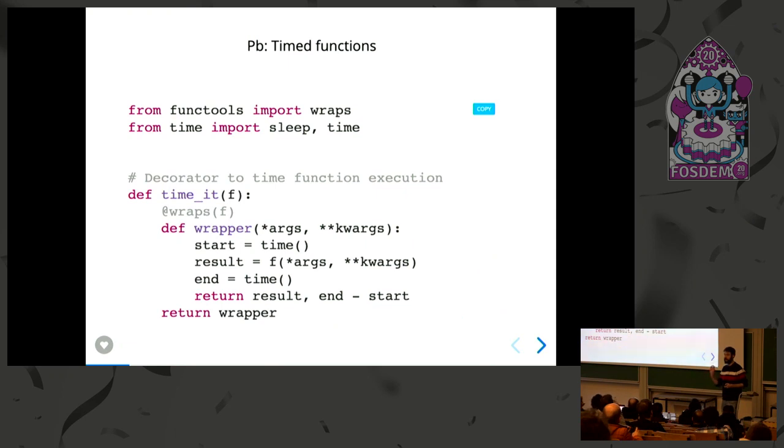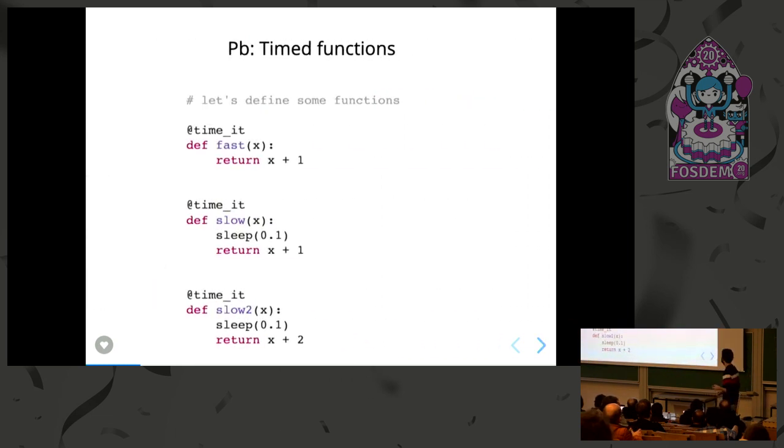So let's say that we want to time some functions, that is to measure the time of execution of some functions. One way you can do it is to create a function decorator like this, which starts a timer before the execution of the function and ends the timer after the execution, and then returns the result and the time of execution. So let's have some functions, and let's use our new decorator. One problem I have is how to chain those functions and get the total time of execution.